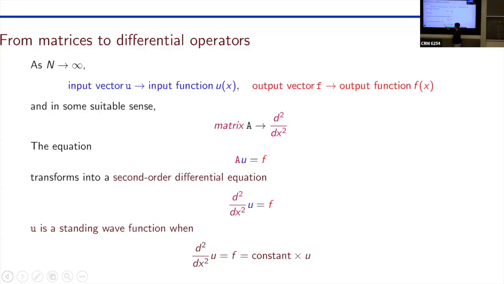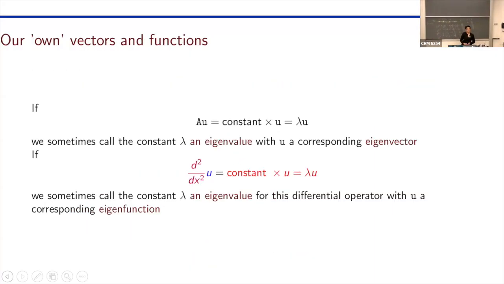And we say that U is a standing wave function when minus the second derivative of U is equal to a constant times U. So that's very, very special. It doesn't happen all the time, not for all input vectors U, but when it does, it's magic. And they're so special, these vectors and functions, that we give them a special name.